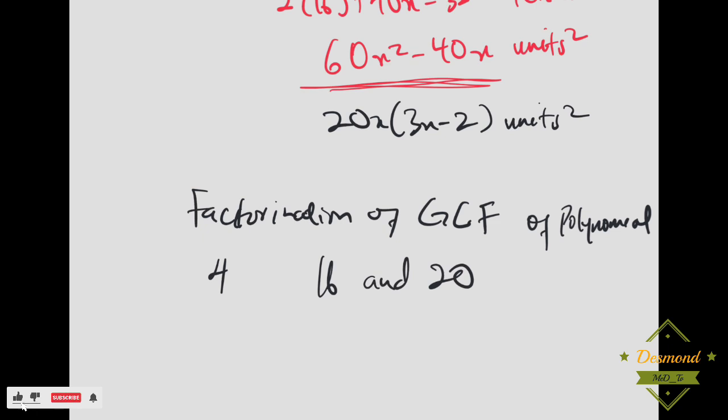So the GCF of polynomials works the same way. Let's say we have 4x. The 4x is the greatest common factor of 16x squared and 20x squared because it is the largest polynomial that divides evenly into both 16x squared and 20x squared.